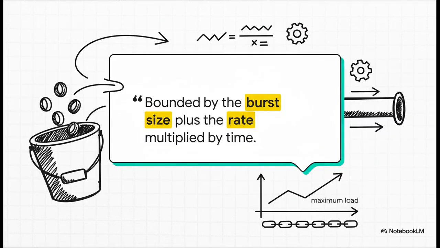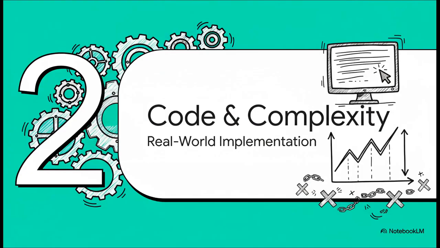And this is what makes it so powerful for system operators. It's not just a clever idea, it's a mathematical guarantee. You can literally calculate, with a simple formula, the absolute maximum number of requests your system will have to handle over any stretch of time. That predictability, it's everything when you're trying to keep things stable. Okay, the analogy is great, but let's get real. How does this actually work in code? Let's talk implementation, complexity, and some of the classic pitfalls you've got to watch out for.